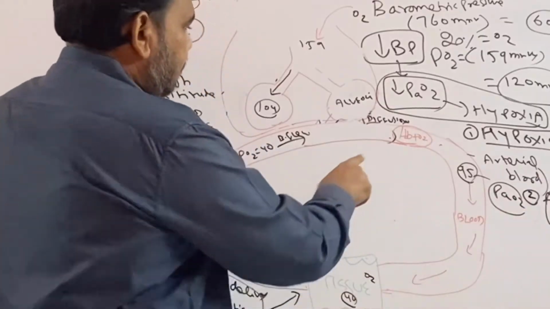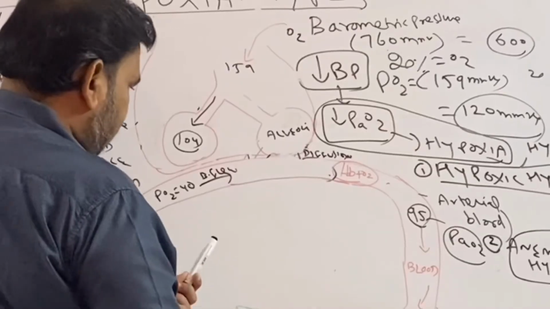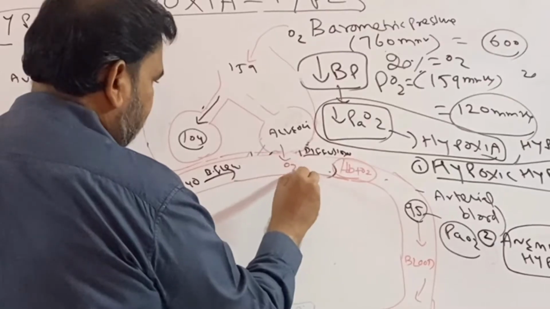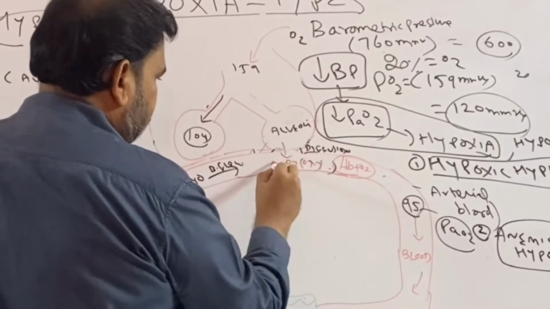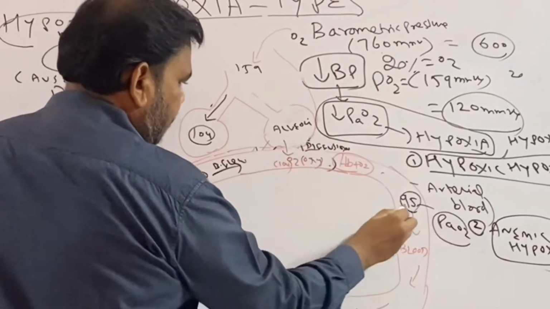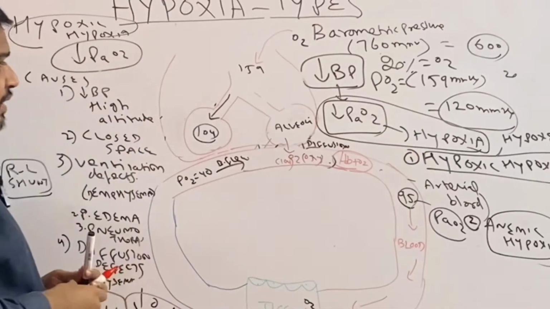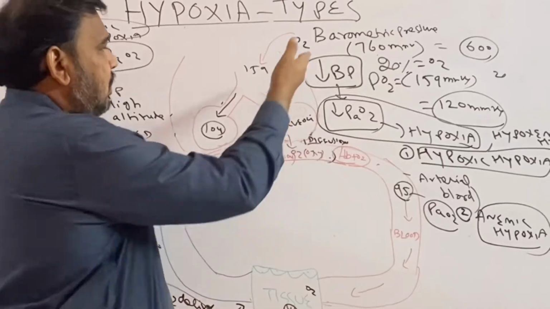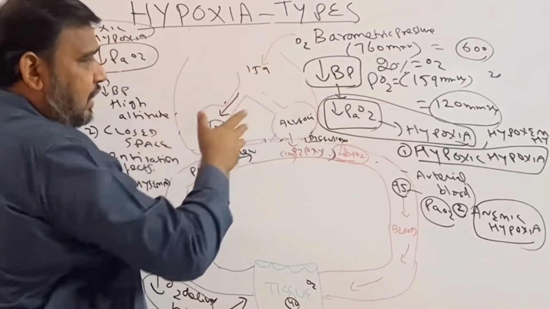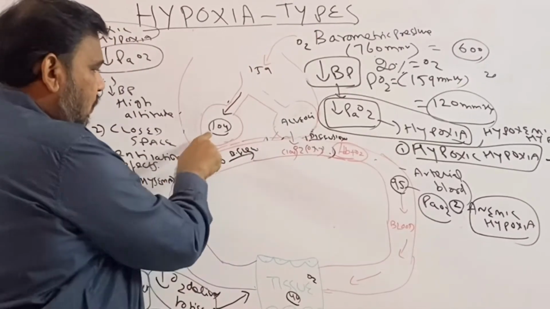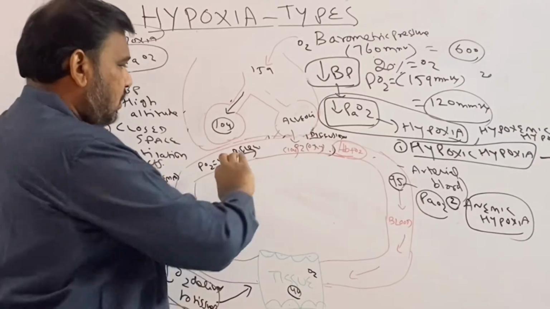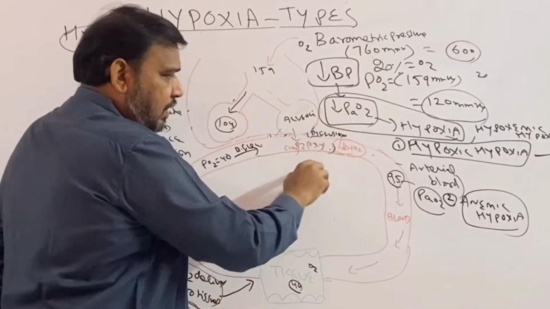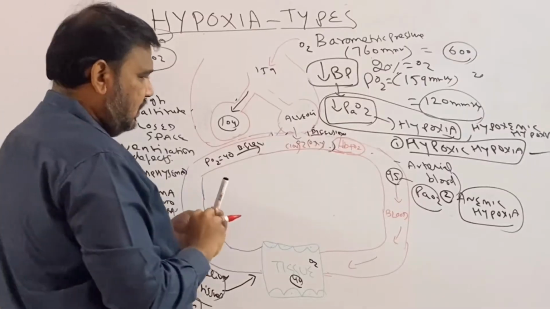So once oxygen enters, what is expected? Oxygen is entering, oxygenated, which is here 104, here 95, accepted. Listen here, the barometric pressure 760, normal. Entering into this, 159, oxygen is normal. 104 in the alveoli, normal. The blood flow is normal. But if hemoglobin is decreased, that is the problem.